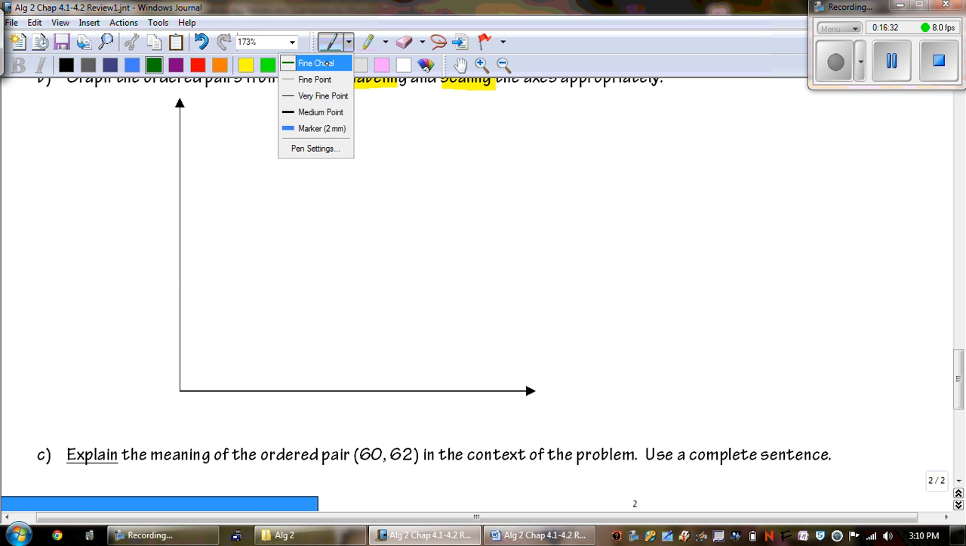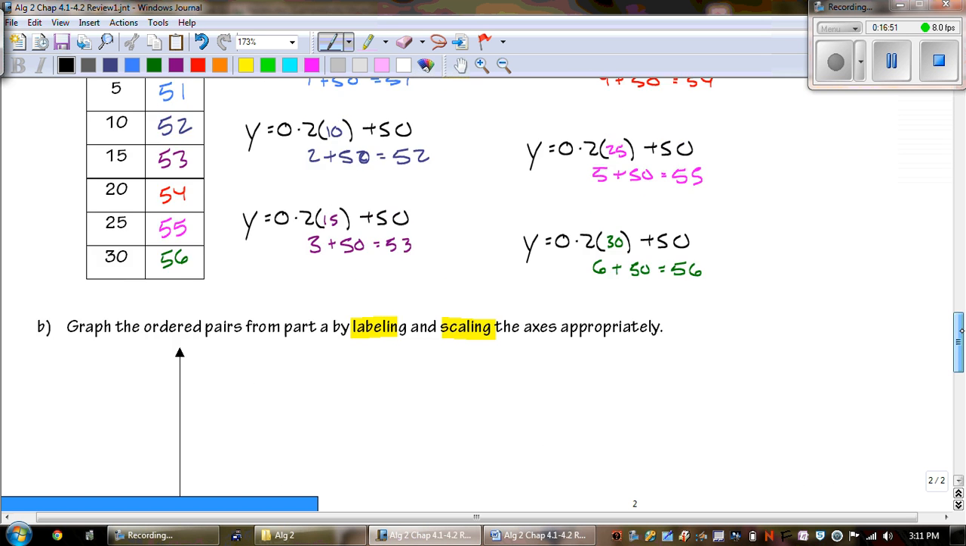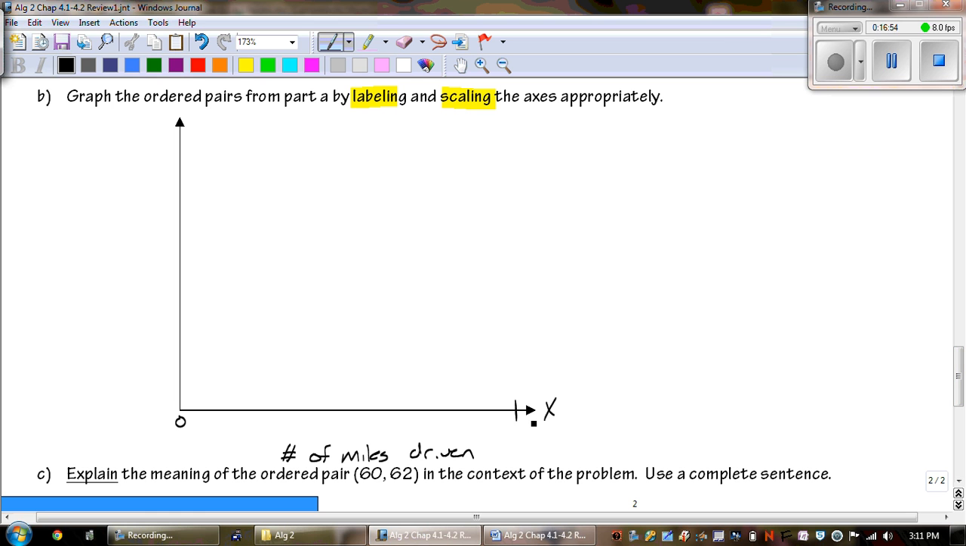So here's my x. Oh, make sure this is black. And this is the number of miles driven. Okay, so we know that that's 0. And we counted by 5, and it went all the way up to 30. So I'm going to make sure that this is 30. Half is going to be 15. So there's 5, 10, 15, 20, 25. Okay, so that's good. We're counting by 5s.